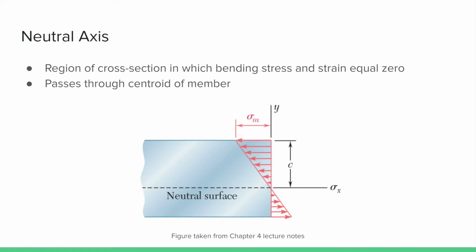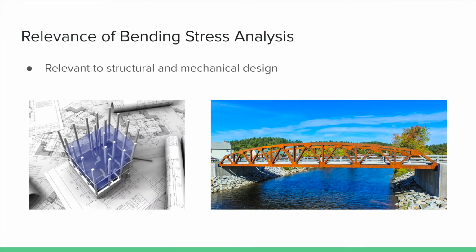Now, it's also important to note that in all cases of bending, there's a region along the cross-section of the member which experiences zero stress and strain due to bending. This region is called the neutral axis, and it passes through the centroid of the object. On either side of the neutral axis, the member will experience either compressive or tensile stress, depending on the direction of the bending moment.